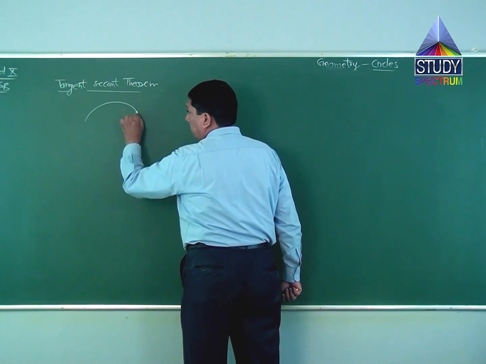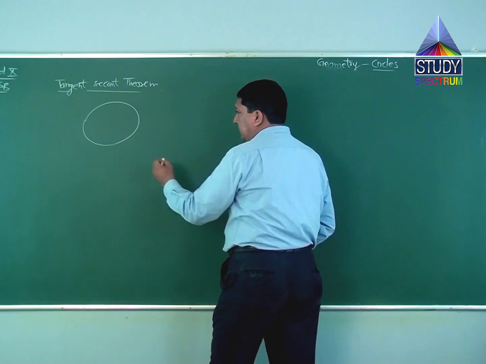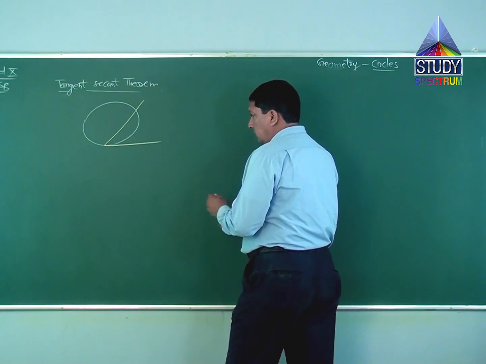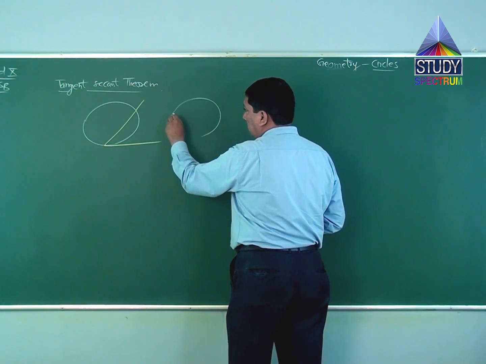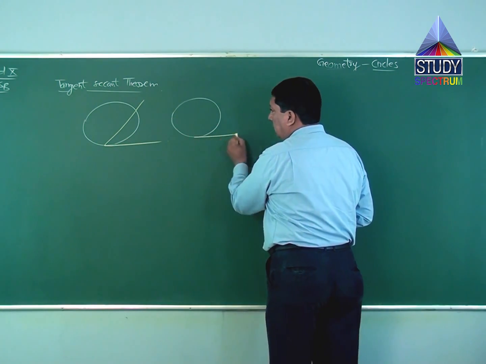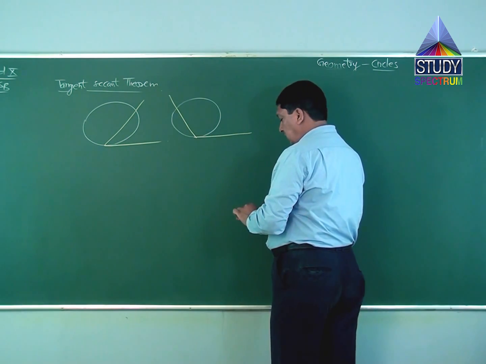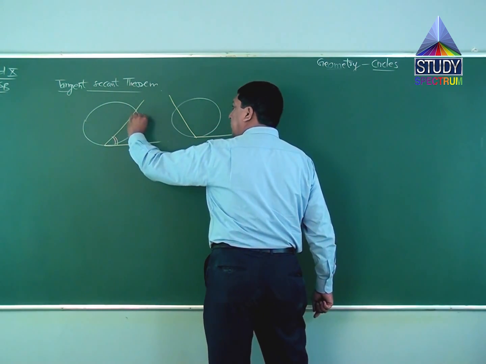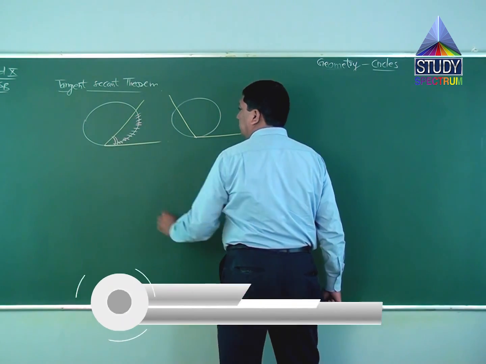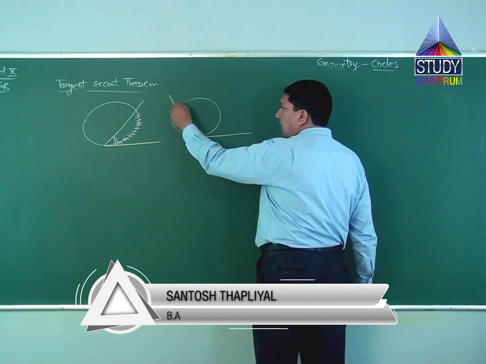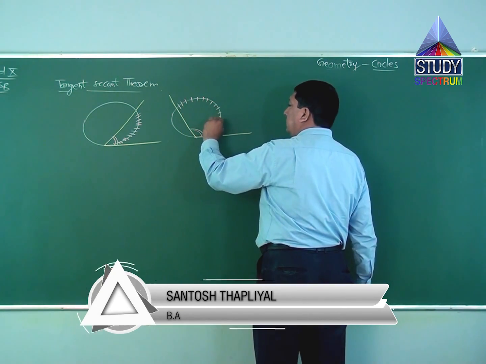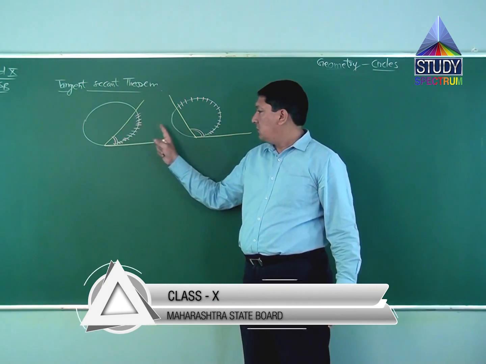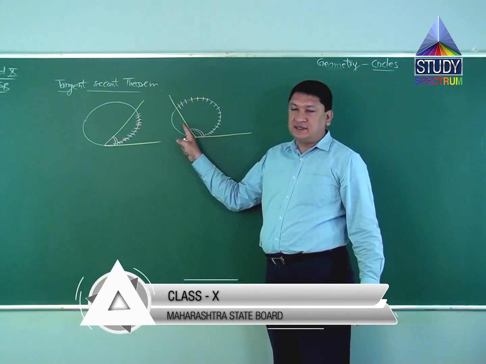As per this theorem, if a line is a tangent and the other line is a secant, then the angle formed is half of the intercepted arc. Angle formed is half the intercepted arc. The important point to know is one line has to be a tangent, the other line has to be a secant.